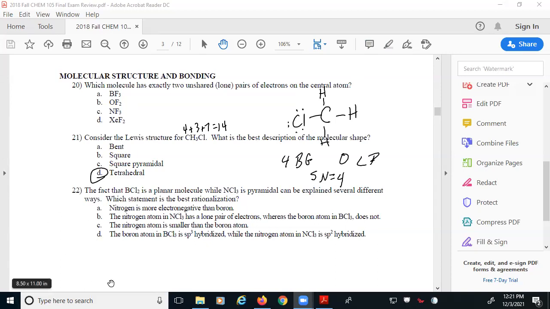All right, question 22. The fact that boron dichloride is planar, that's not right. That should be BCl3, not BCl2. So can't fix that on here. I'll have to check that later. Boron trichloride is planar. Nitrogen trichloride is pyramidal. What is the best rationalization for that? So we're talking about BCl3 versus NCl3.